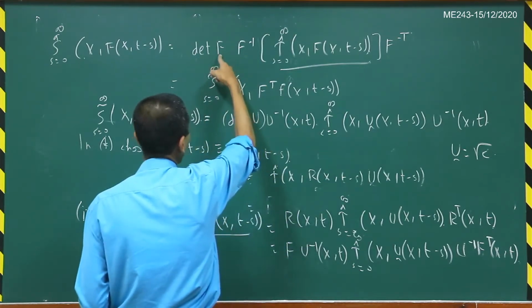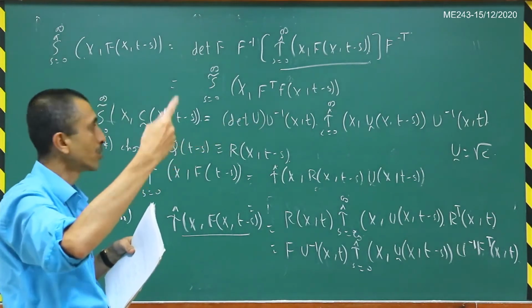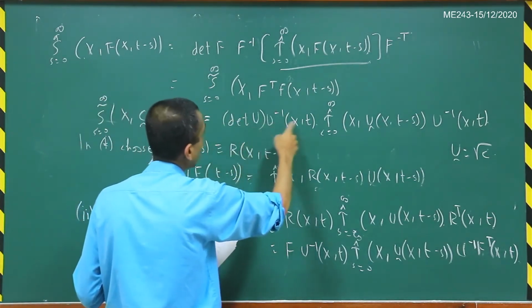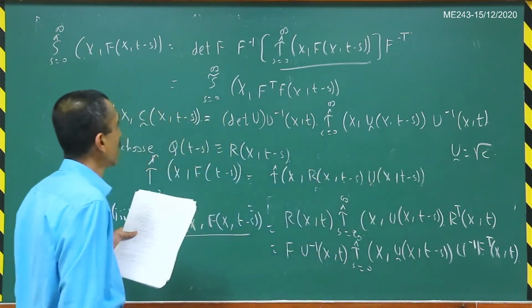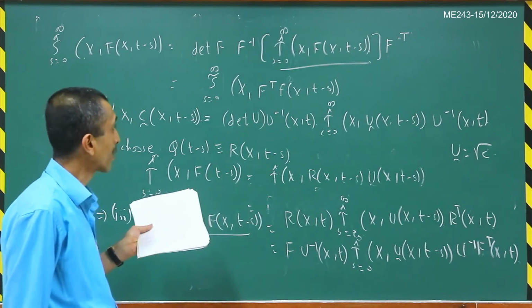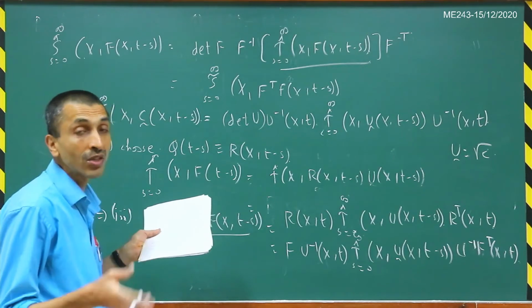And determinant F is determinant R times determinant of U. Determinant R is plus 1, so it becomes determinant of U. So that's how you get determinant of U. Then U inverse and all these other things. So basically, now it reduces to a function of C. So the second derivative of stress is dependent on the history of the right Cauchy-Green strain tensor.